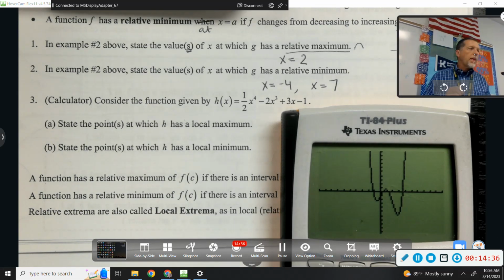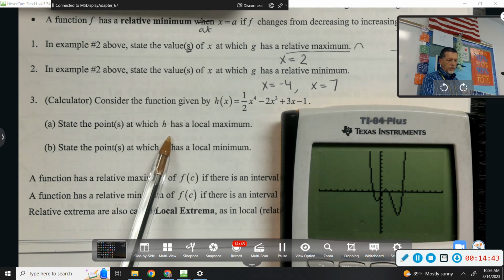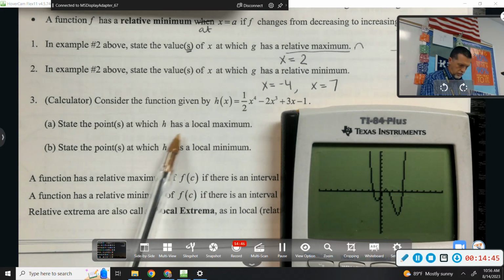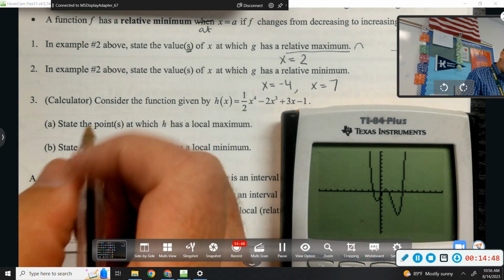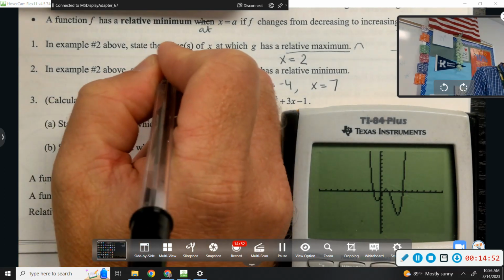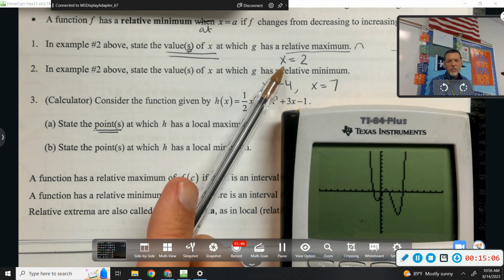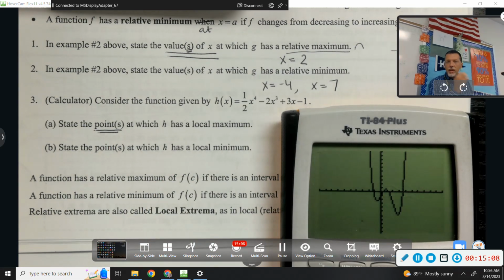Okay, everybody got their graph? State the point at which h has a local maximum. All right, well, let's pause for a second here. Question 1 asks for the values of x. Question 3 asks for the point. So make sure you give the right information back. I mean, you're looking at the same stuff, but this wanted x values, and now we want the points. We want the x and the y.